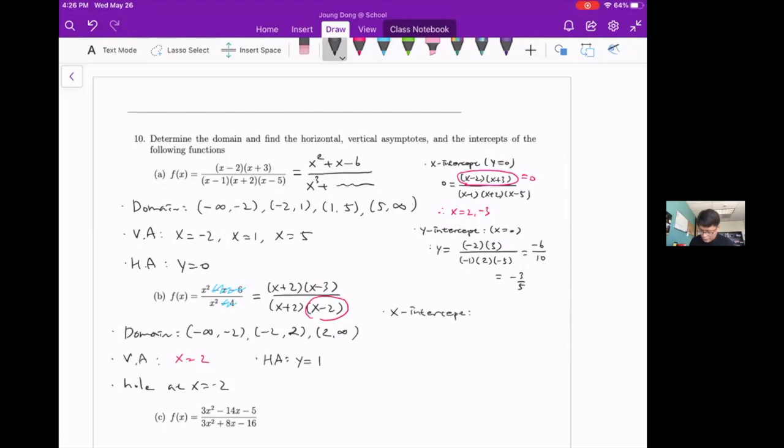Then what about the x-intercept? We set y equals 0. Then 0 equals the fully factored form. For this case, we are not going to talk about x equals -2, because that is not an x-intercept, but a hole. As I told you, whenever a fraction equals 0, you don't have to worry about the denominator, because the denominator cannot make the fraction equal 0. So there is only one thing: x equals 3 as your x-intercept.